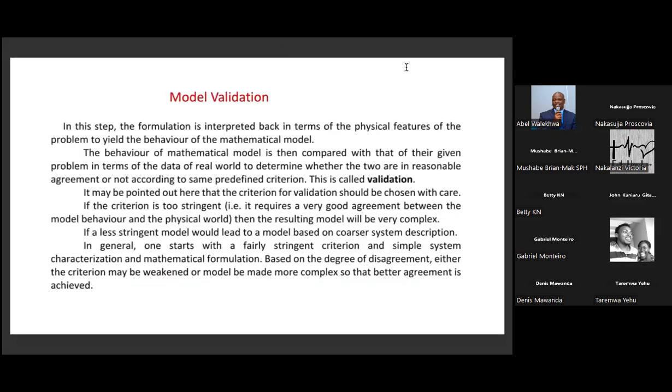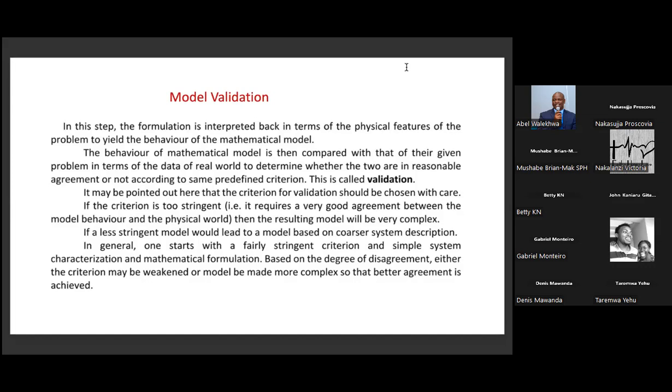So how do we validate models, or what is model validation? Now, in the validation step, the formulation is interpreted back in terms of the physical structures of the problem to yield the behavior of the mathematical model. You interpret your model into the physical structures. If you're modeling tuberculosis, you have mathematical results. What do those mathematical results mean in tuberculosis language?